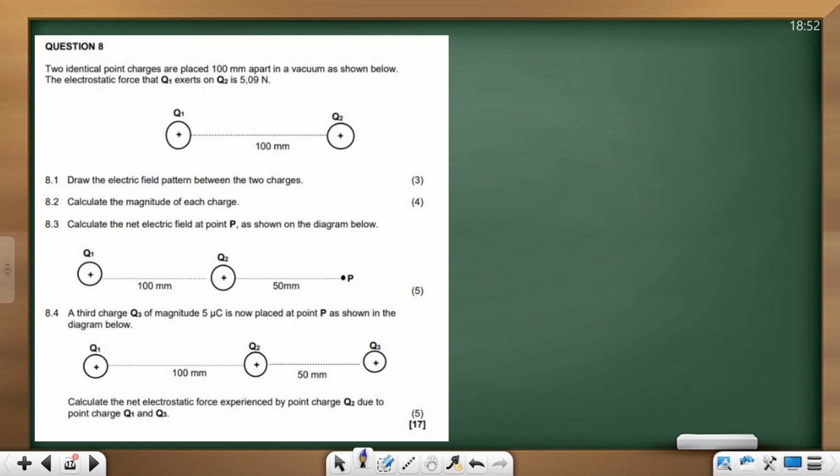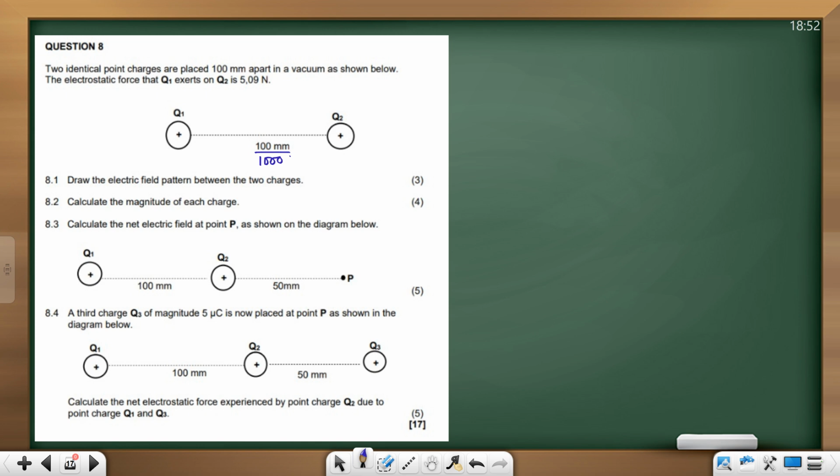Two identical point charges are placed 100 millimeters apart. That's my first call of duty. We don't work in millimeters. So what do we do? We divide by 1,000. If it's centimeters, we divide by 100. Placed in a vacuum as shown below, the electrostatic force Q1 exerts on Q2 is 5,09. Beautiful.